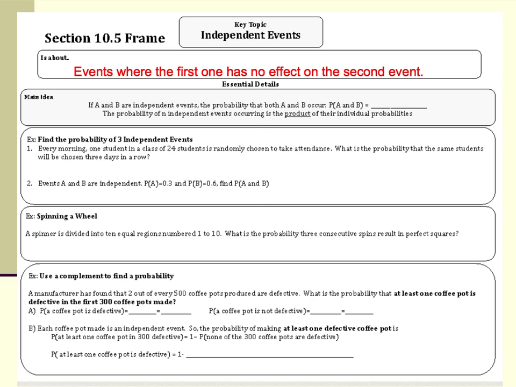So our 10.5 frame, independent events, is about events where the first one has no effect on the second event. So that's what an independent event is. It's on its own. The first has no effect on the second.